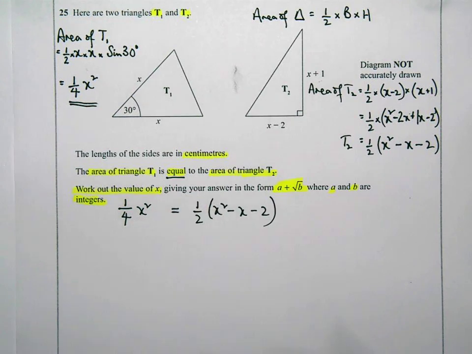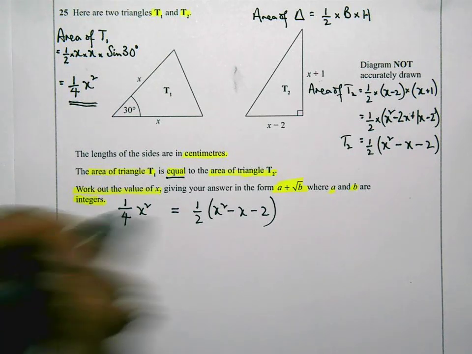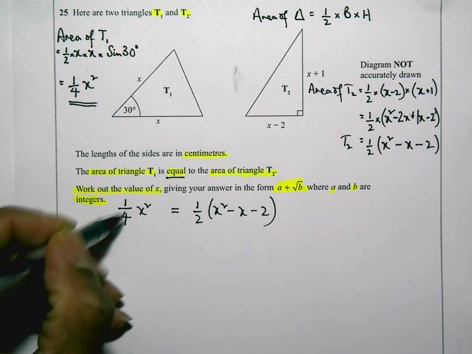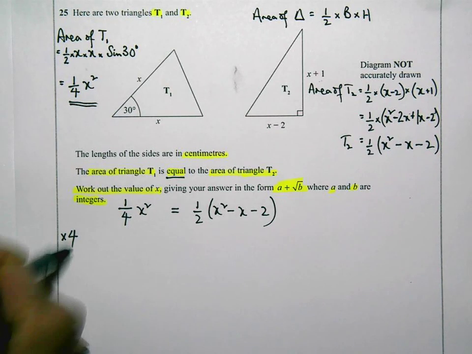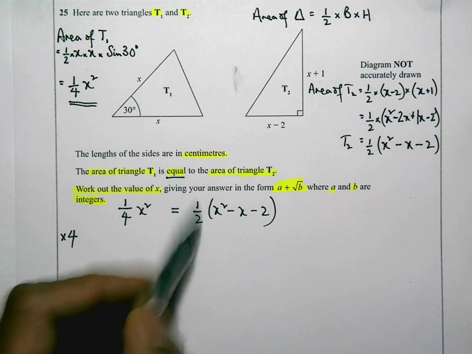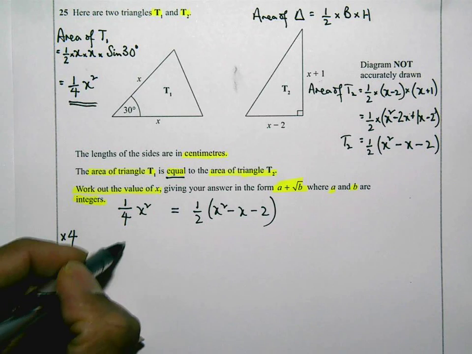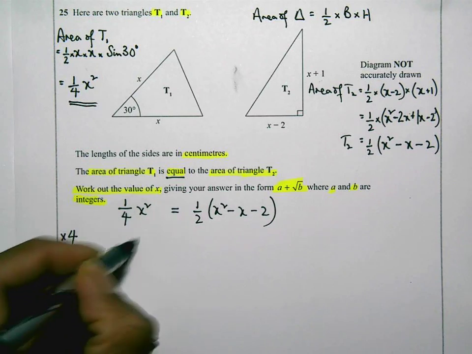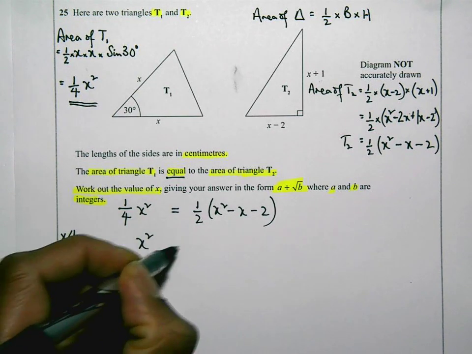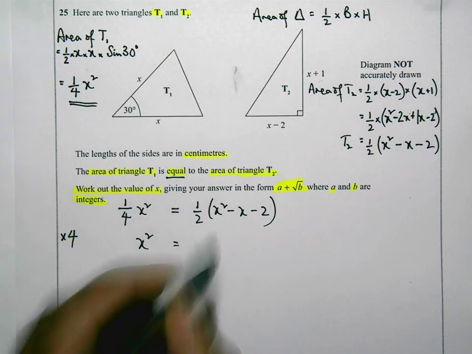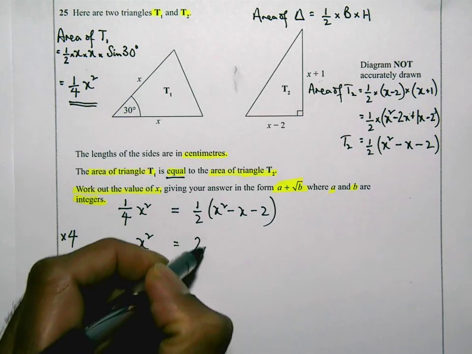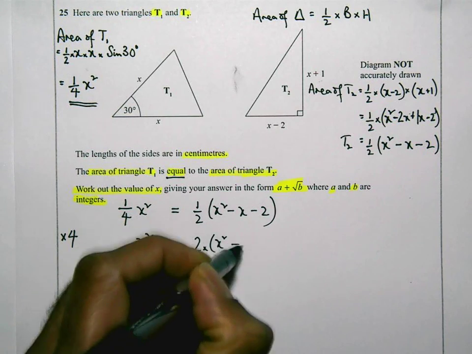Okay, and now for pretty much the rest of this question, I'm going to solve that equation. I'm going to try to work that out. So I need first of all to get rid of these fractions. And in order to get rid of a quarter, I need to times by 4. And if I times that by 4, I'll get 2. So I'm going to times both sides by 4. So a quarter x squared times 4 is just going to be x squared. And a half times 4 is 2, so that's going to be 2 times x squared minus x minus 2.